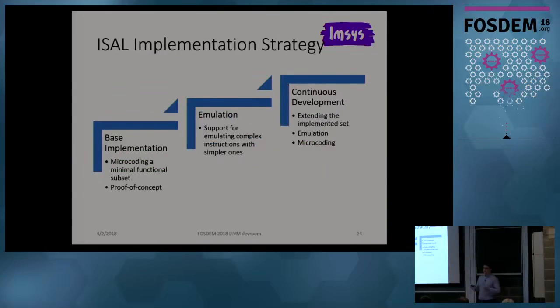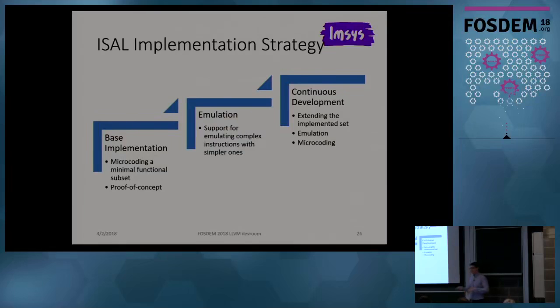So our strategy is not implementing ISL at once, because that would be quite big work. So in the first phase where we are now, we identify the base subset of the instruction set, and we implement that in microcode as a proof of concept, and it will be fully functional. Of course, it will not immediately provide the same code density because we will not be able to utilize all the instructions. But after that, and we partly started this work also, we want to implement an emulation support.